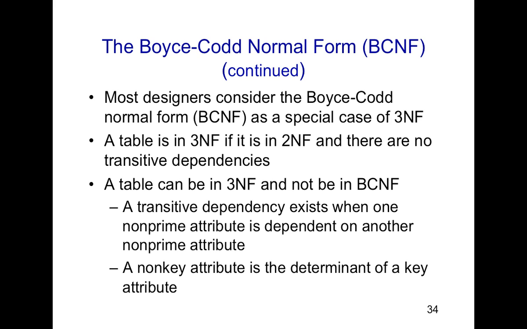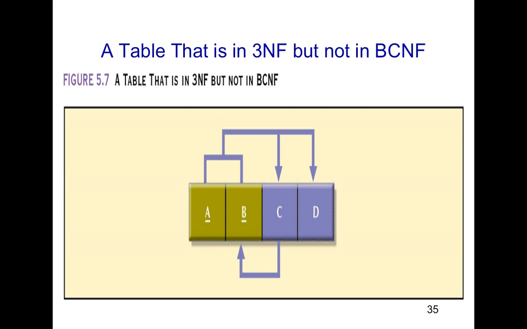So the table is in third normal form if it is in second normal form and there are no transitive dependencies. The table is in third normal form but is not in BCNF if there are no transitive dependencies, or maybe some exist, and when one non-prime attribute is dependent on another prime attribute, which means the job code depends on the job description, maybe. And no non-key attribute is a determinant of a key attribute. So here we have the job description, or the job code, with the job title and the hour.